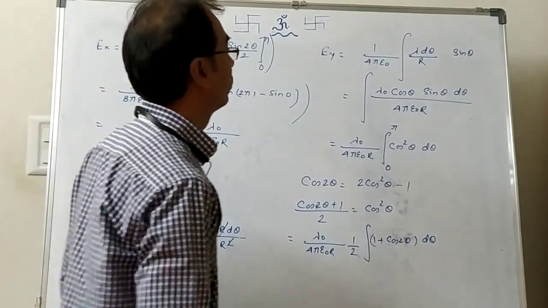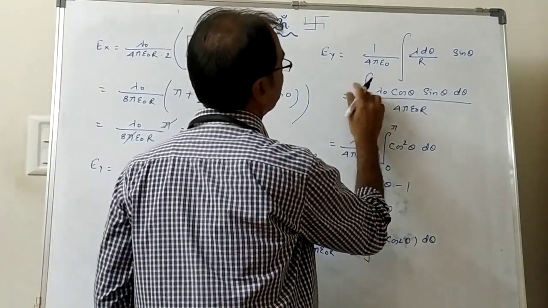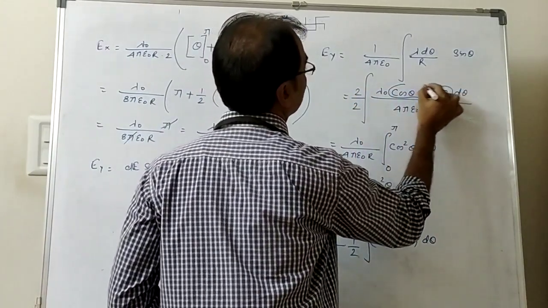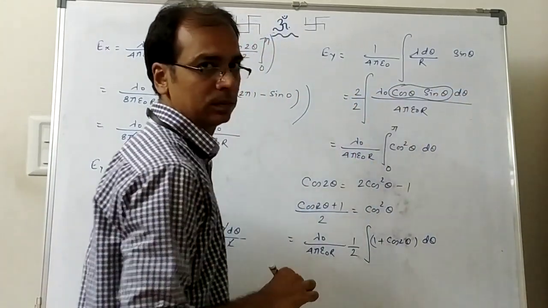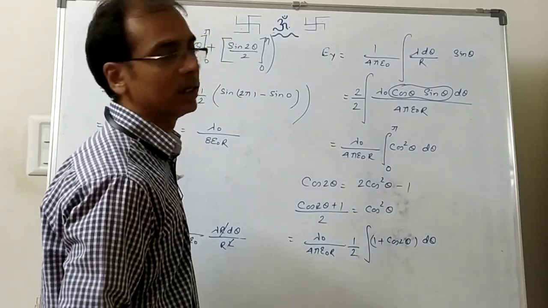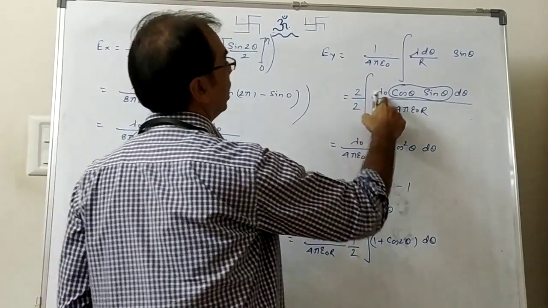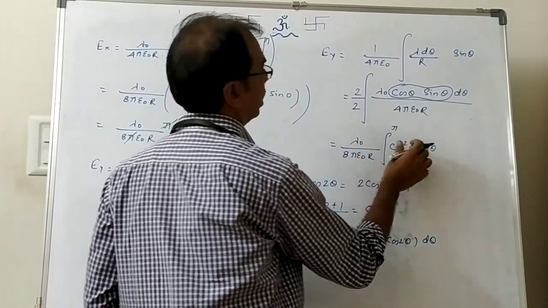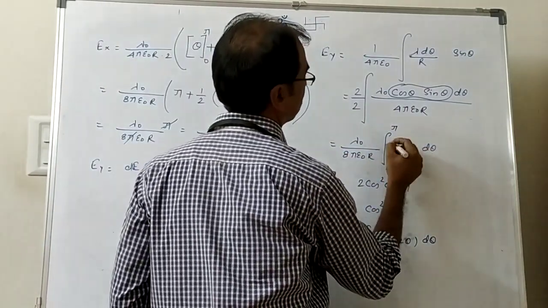Alright, then what can we do? We will multiply here 2 by 2. Why? So that this factor we can convert into sine 2 theta. 2 sine theta cos theta is sine 2 theta. So what is coming? Lambda naught by 8 pi epsilon naught r. And here comes sine 2 theta.